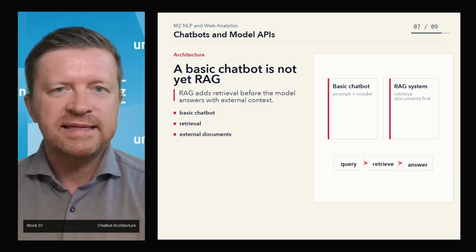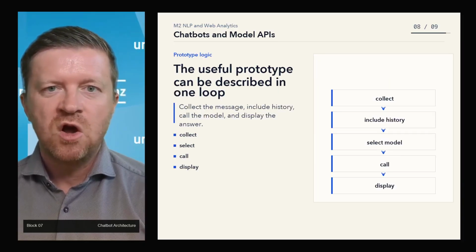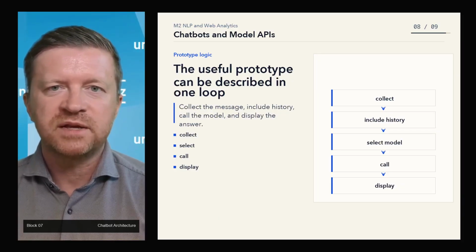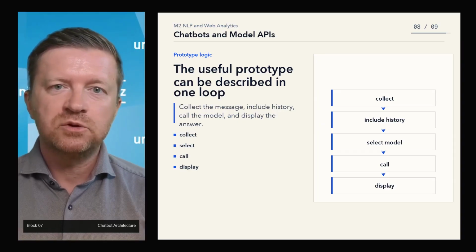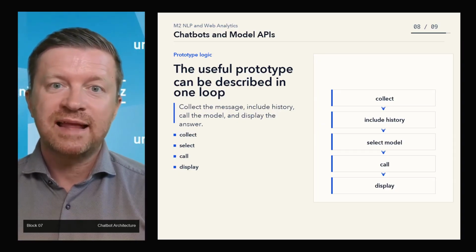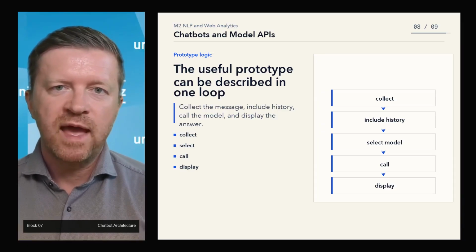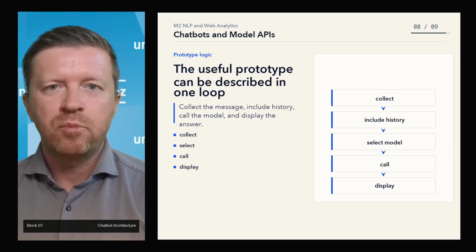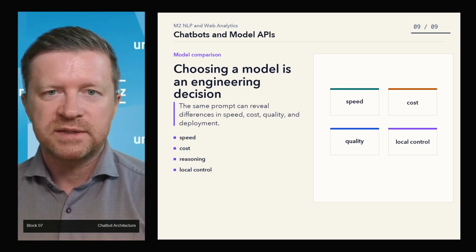The takeaway is that a useful chatbot prototype is not out of reach. Once the interface is in place, the central logic can be described in a compact function. Collect the current user message, include the conversation history, select the model, call the API, and display the answer. From there, we can improve reliability, add retrieval, improve prompts, add evaluation, and handle privacy and deployment concerns.